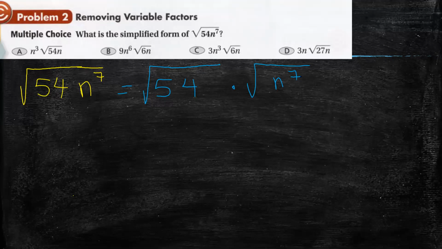Then I will come now to the constant, to the number 54 here. I want now to ask myself, what is the greatest perfect square number that if I multiply it by any other number, I get 54? 9 multiplied by 6. Yes, but it is not the greatest one because 6 is not a prime number.